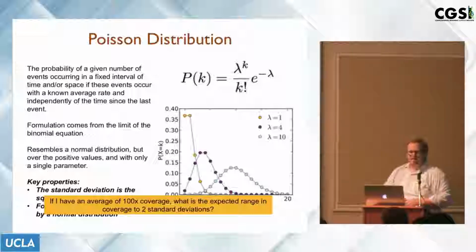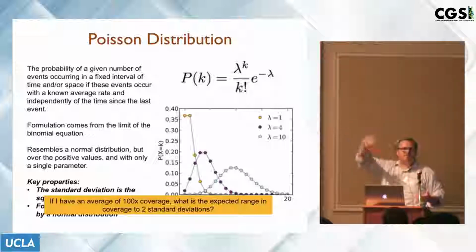So okay, let's go ahead and impress all your friends. I'm sequencing C. elegans. I have 100x coverage. I know that there's going to be some fluctuation. Sometimes I'll have a bit more, sometimes I'll have a bit less. What would be the 2 standard deviation range that you expect at 100x coverage?